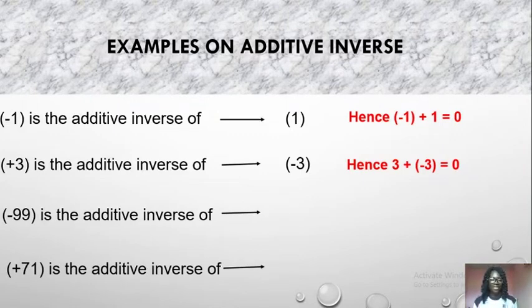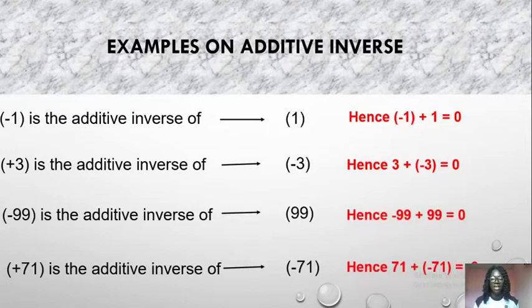Okay, so I have here minus 99 is the additive inverse of what? Of 99. And plus 71 is the additive inverse of what? Minus 71, such that when I add those two numbers together, I'm going to have 0. So when I ask you in your assignment, minus 3 is the additive inverse of what?